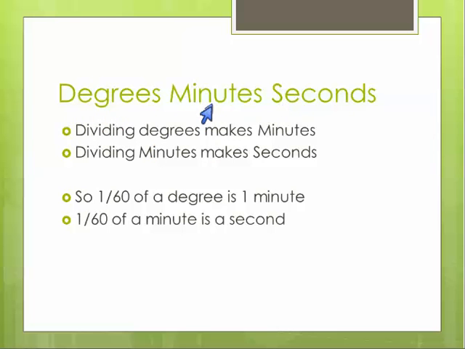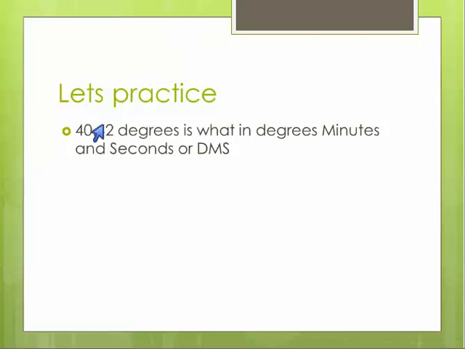Now, a minute is 1/60th of a degree, and a second is 1/60th of a minute. I mean, you probably knew that already. So how do we find the degree, the minute, and the second? Well, you divide. Dividing the degrees makes the minutes. Dividing the minutes makes seconds. So 1/60th of a degree is 1 minute. 1/60th of a minute is a second. So how do we find them? Let's do a little bit of practice here.